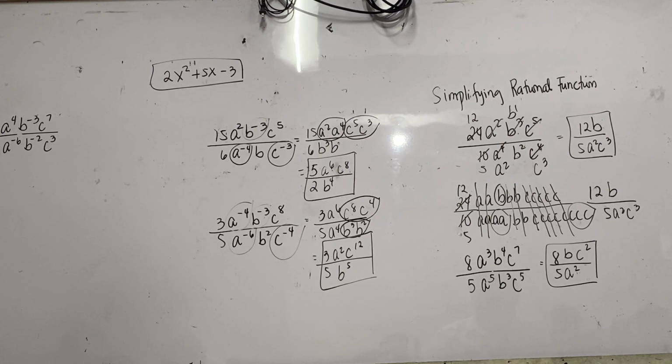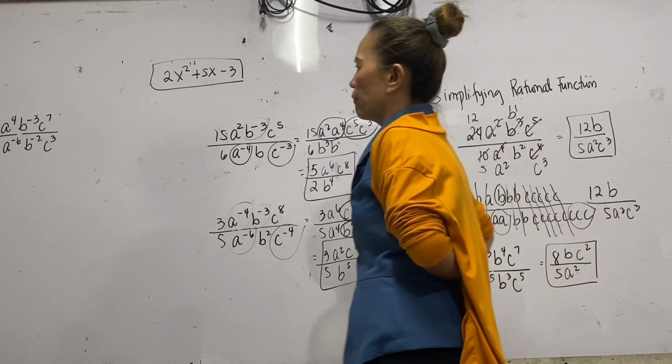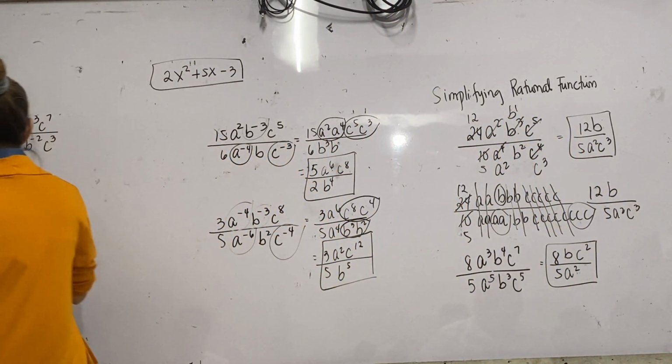Okay, sino tapos na? Okay. So 12 and 8, mapapaliit pa ba? 12 and 8, both divisible by what? By 4. So 12 divided by 4 is 3. 8 divided by 4 is 2. So we have 3 halves.